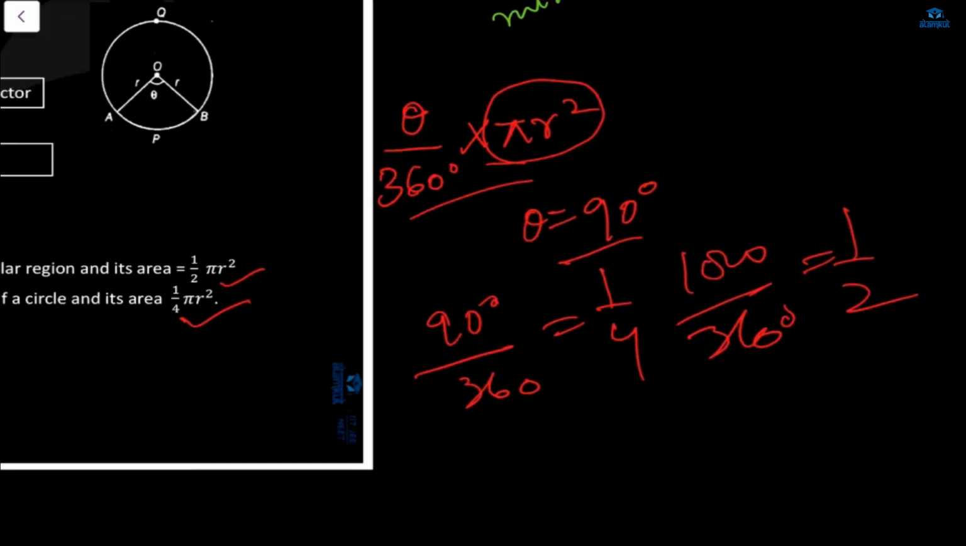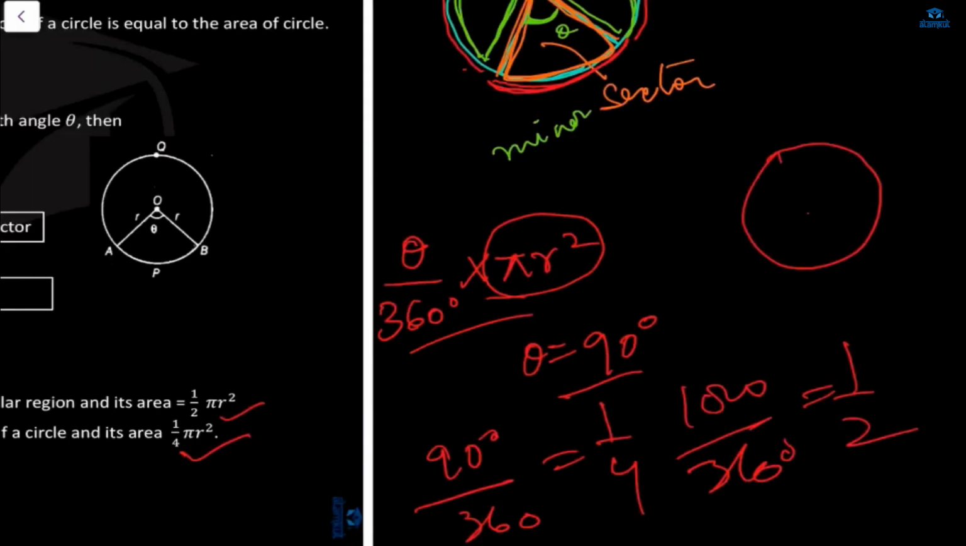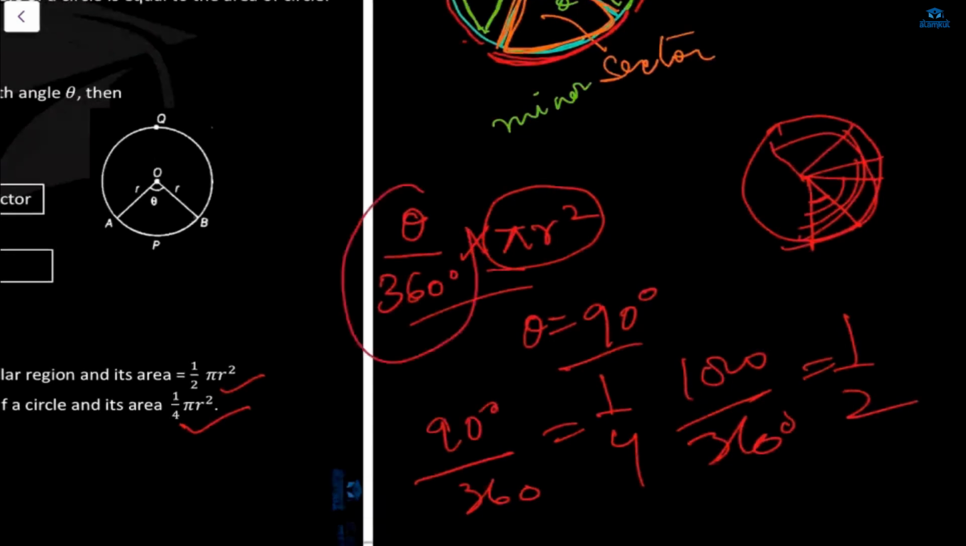Yes, we are actually calculating by this theta upon 360 what part of the circle's area we need to find out. Okay, the area of 30 degree needs to be found, or of 40 degree, that is, the area of how much part of the circle needs to be found, that is what it means. This much part, or this much part, or this much part. So theta upon 360 into pi r square.